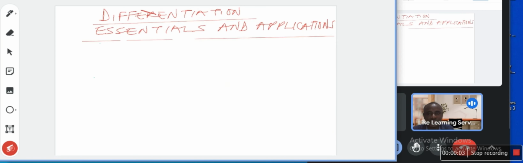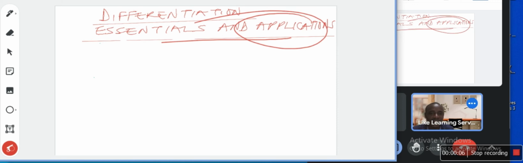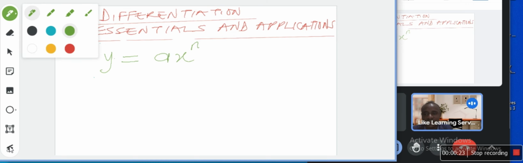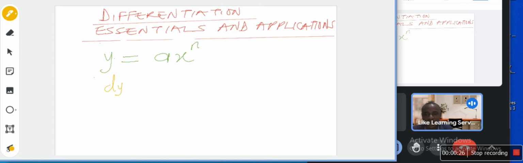So, differentiation, essentials, and applications. The general rule is this: if you have y equal to ax raised to the power n, and you're asked to differentiate y with respect to x, like if you're asked to find dy over dx, you simply multiply the power of x by whatever coefficient of x you have here.